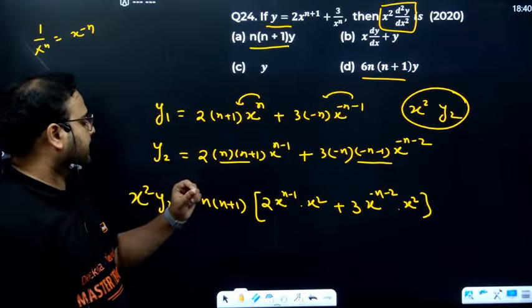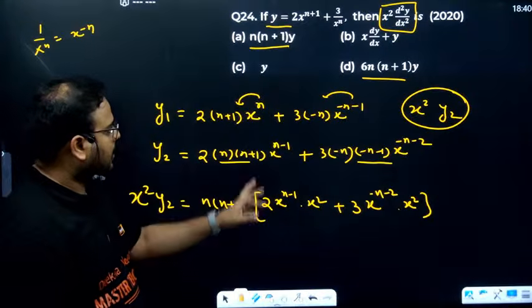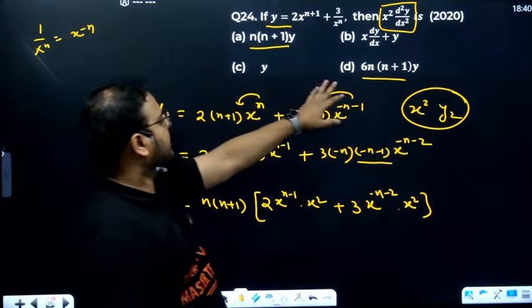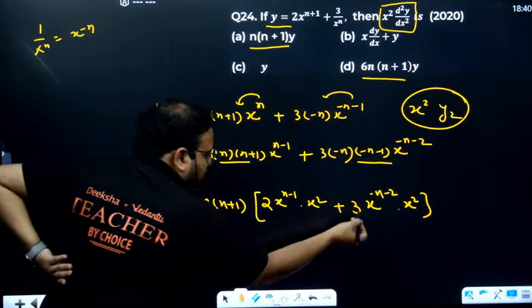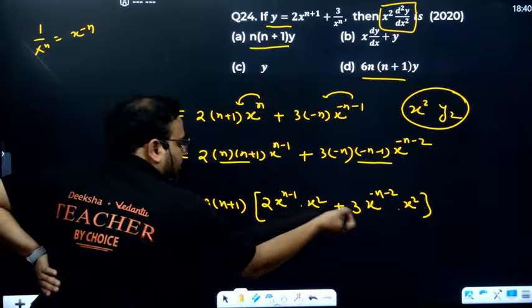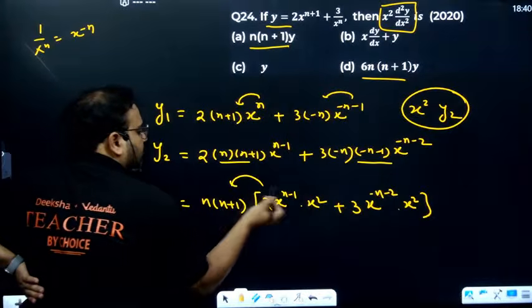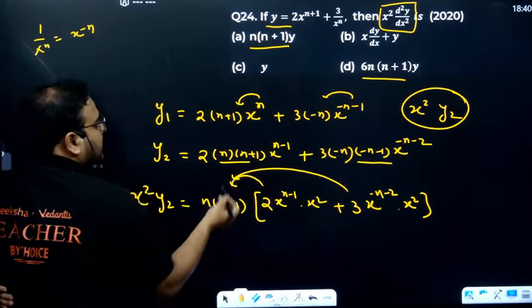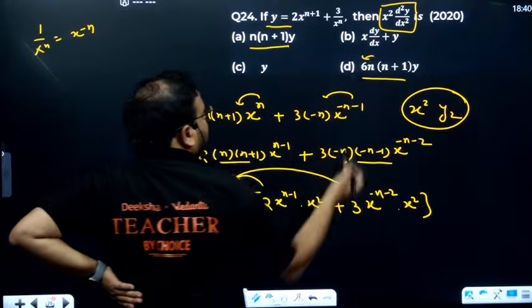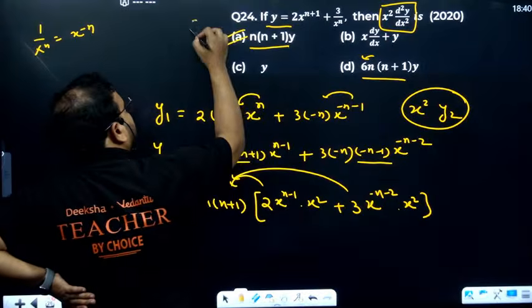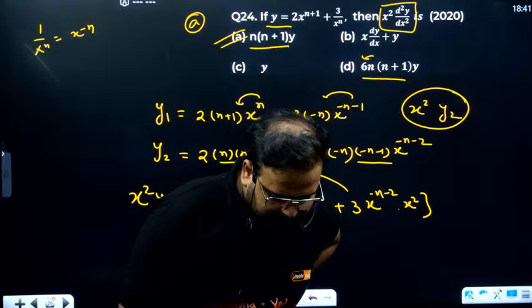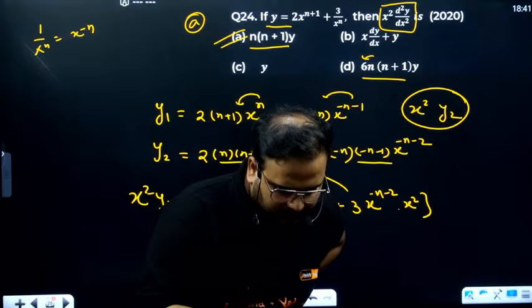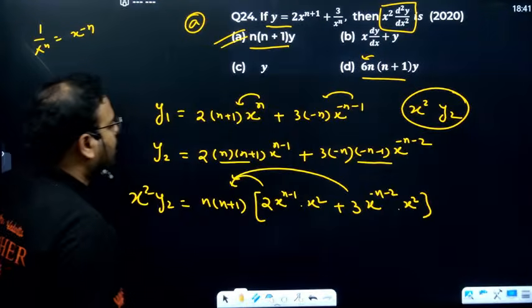Now look carefully. In option A or D, 6 is present over here. That's the difference. But there's no multiplication of 6, is there? Can you take 6 common from here? If you could take 6 common from here and here, then only I can have 6 outside. It means my answer is what? Option A. My answer is option A.